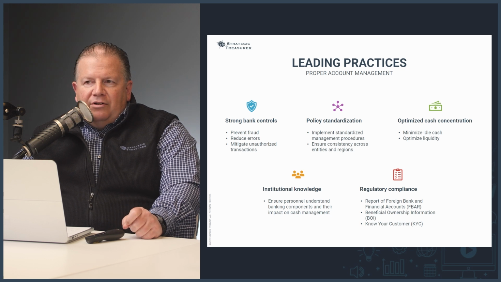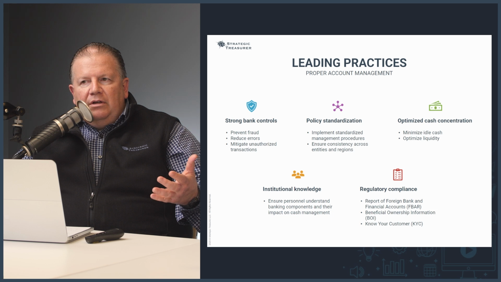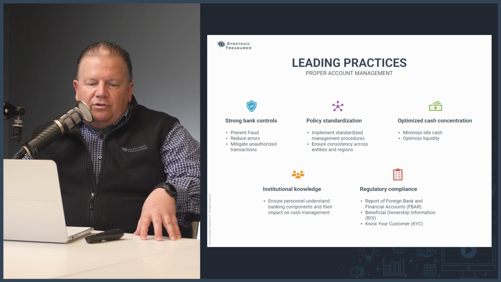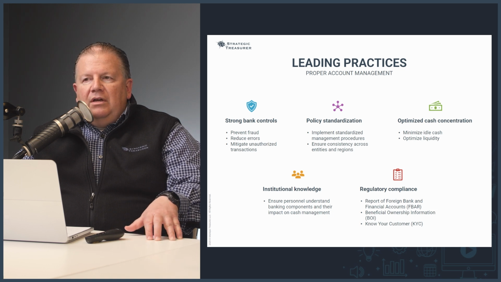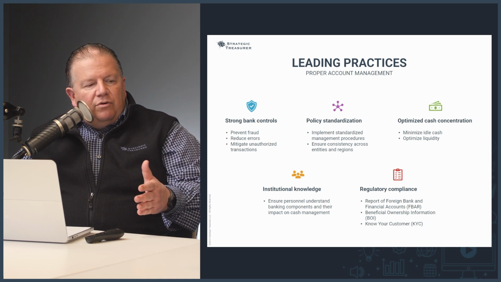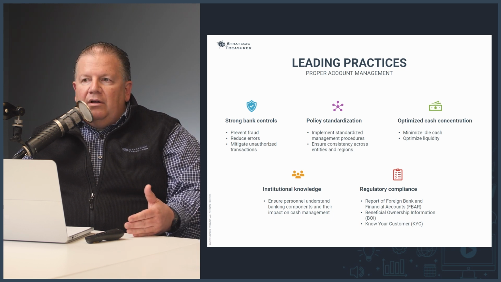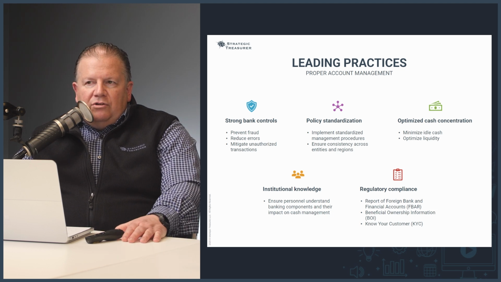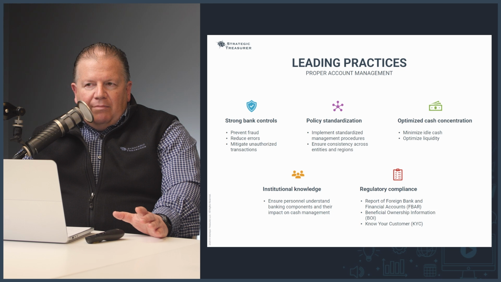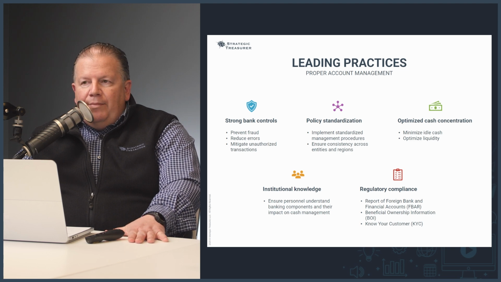So policy standardization is making sure that you have a design for your banking structure, and you put policies not only for the banking structure, but how you do things like bank account reconciliation, how you set up accounts, how you do your internal audit or your review of accounts. Are you doing all the accounts twice a year? Are you doing half of them one half of the year, half the other year? So you're going through those each year. But your policy on bank account management and bank relationship management should be standardized, should be understood, and you should have consistency across all bank accounts.